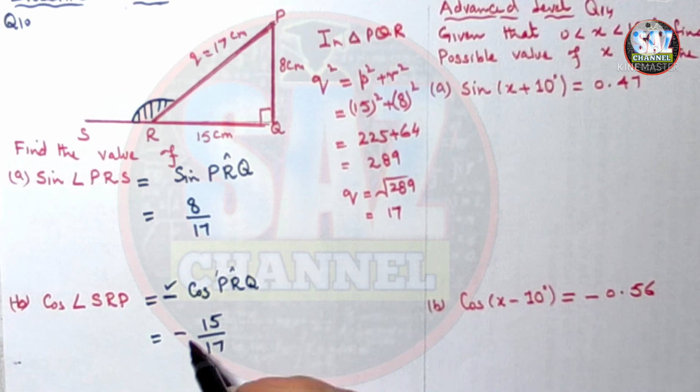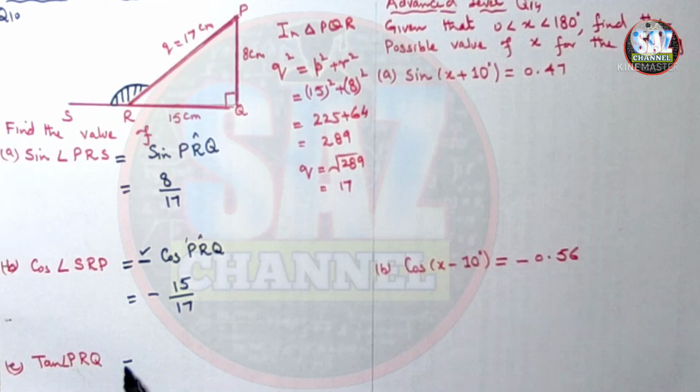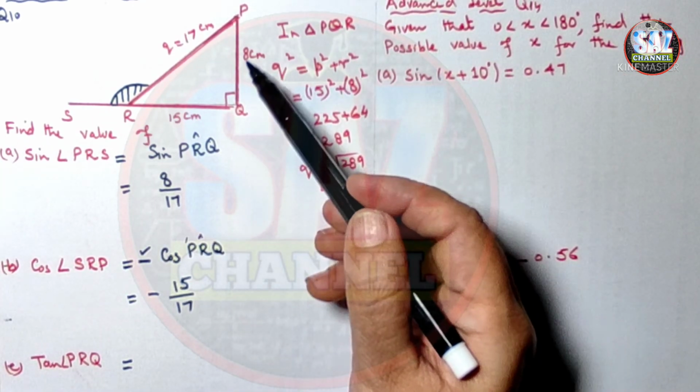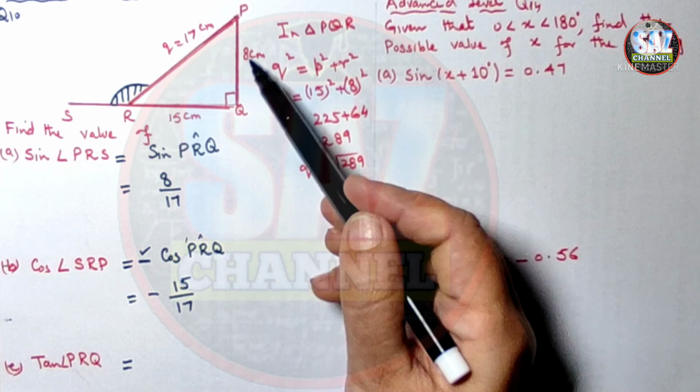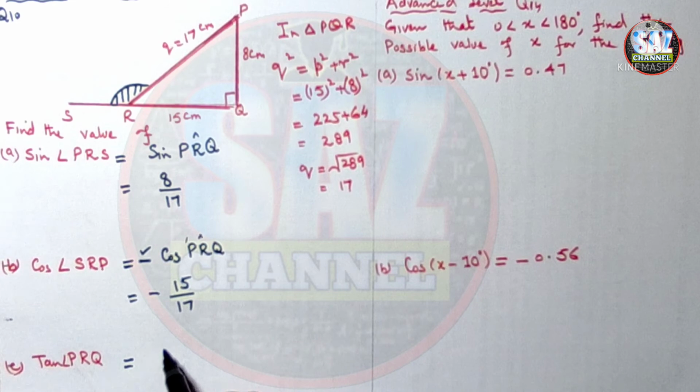Really important point, and it will not only help you in trigonometric ratios but in coordinate geometry as well. Moving to the last requirement of the question, that is tangent, and tangent requires opposite upon adjacent, so this is 8 by 15. I hope really easy questions.